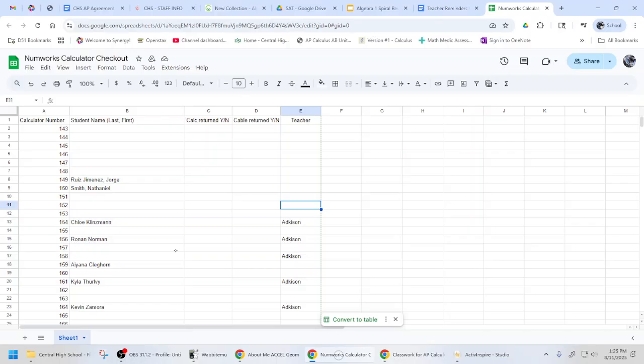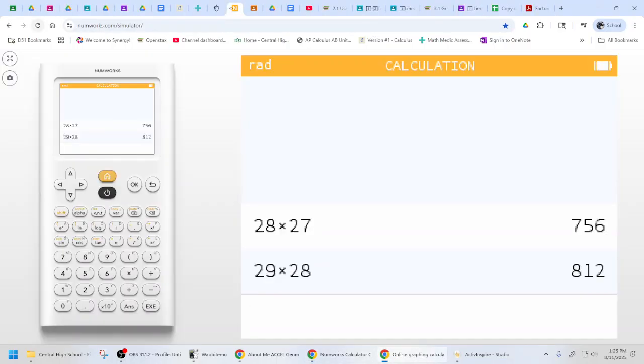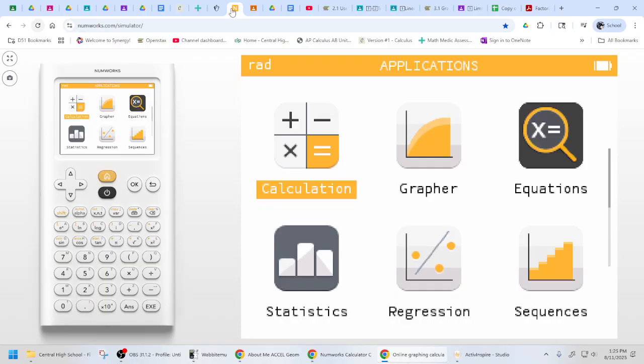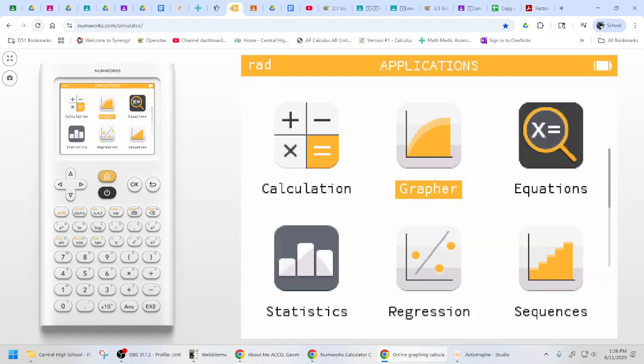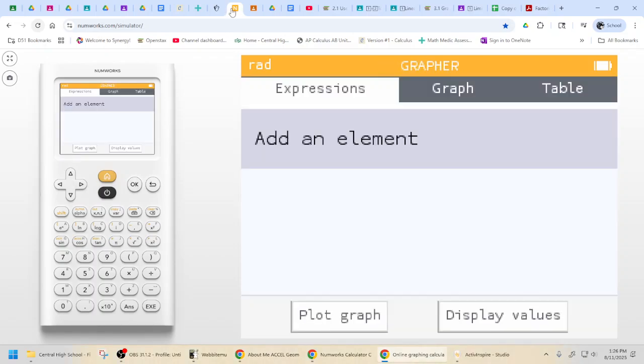Alright. Grab your calculator. I'm going to show you the NumWorks one, of course. That's what I'll always do. You open it up to this screen. Calculation is the normal calculator screen. We want to go to Grapher because that's where you enter function rules. So go to Home, Grapher. Add an element. That's where you're adding your equation. I'm going to have to pull it out of here so I don't have to flip back and forth 50 times.